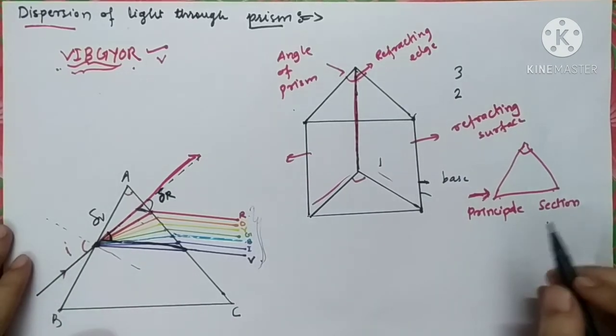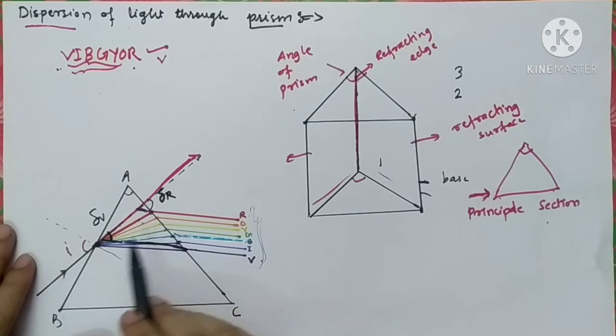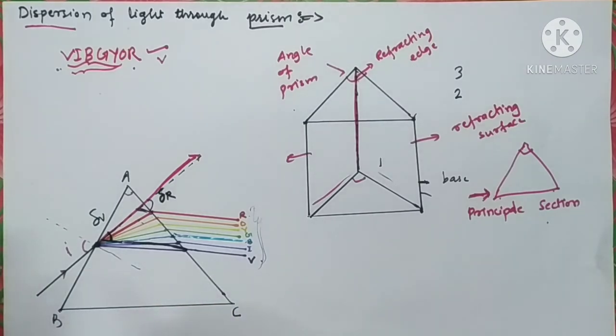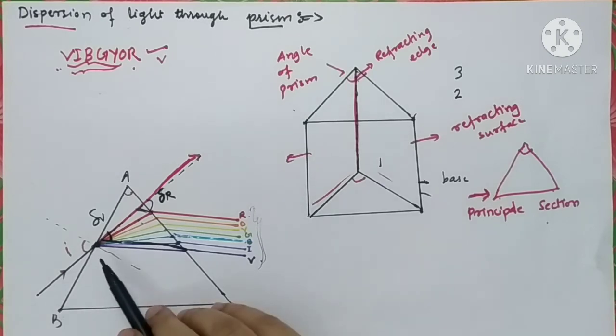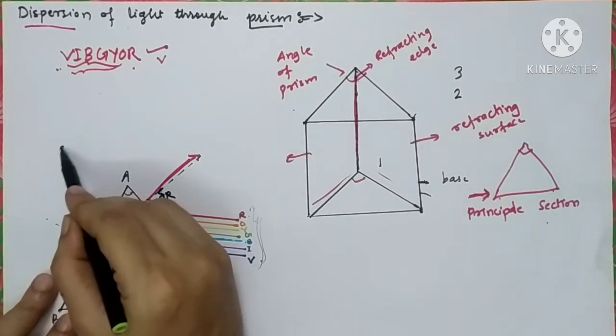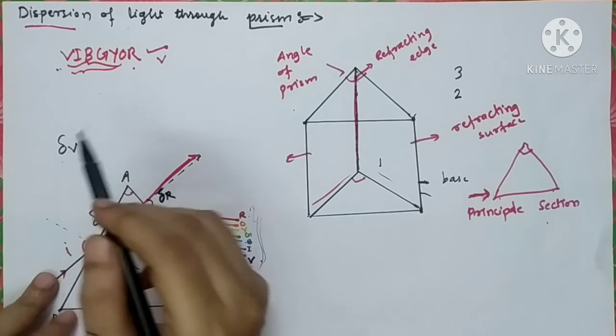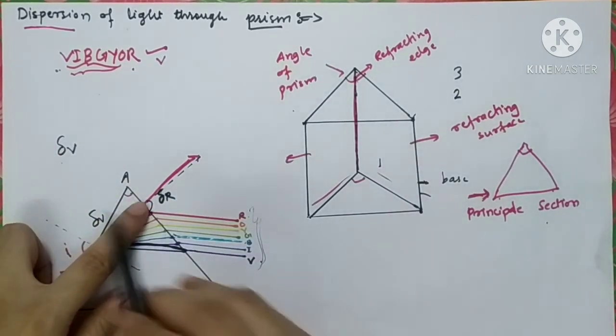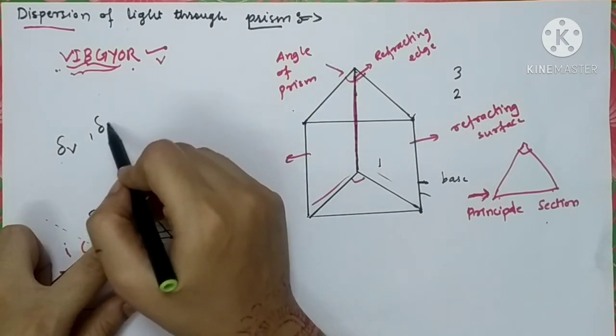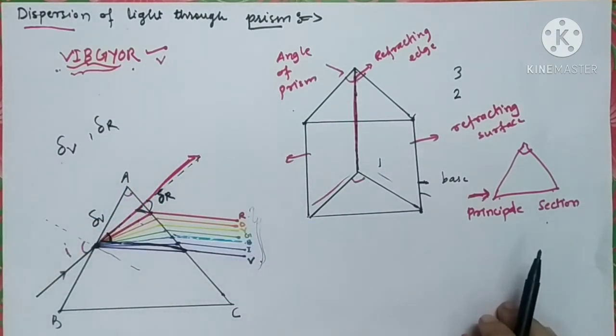And similarly, in the same way, you can measure the deviation angle for all the colors, for orange, yellow, green, blue and indigo. You will come to know that the violet color is having maximum deviation delta V. Angle of deviation will be maximum for violet color and angle of deviation will be minimum for red color. So this is how the dispersion pattern occurs. So let us analyze a few things over here.